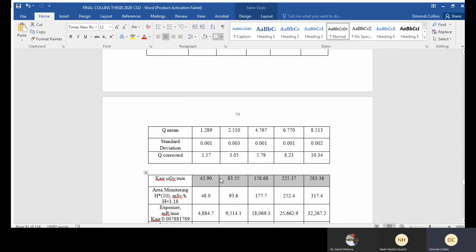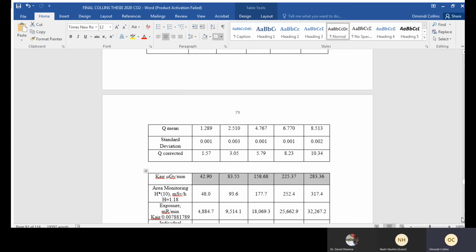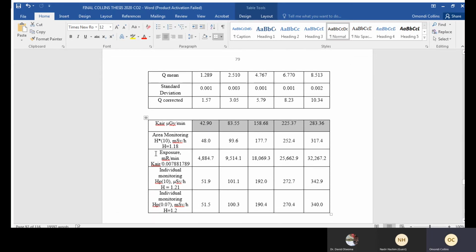Then these values are converted into area monitoring, because the survey meter is for measuring field measurement. Then these are equivalent in Roentgens. These are equivalent for the personal dosimeters.